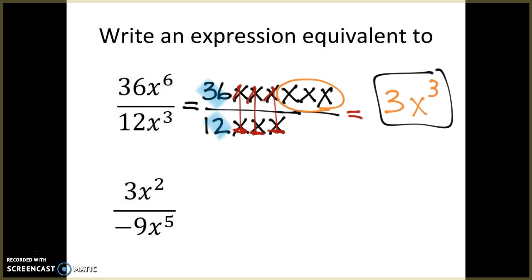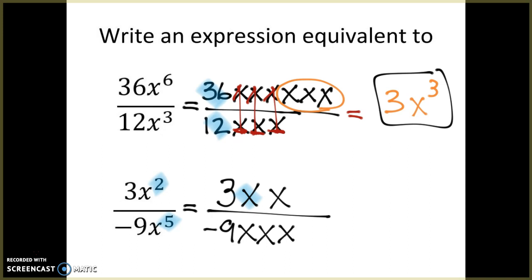So let's do another example before I have you try it on your own. So again, we're going to utilize the expanding it out. So I'm going to draw my little fraction bar. And then in my numerator, I'm going to rewrite 3. And then this squared tells me I have x times x. And then in my denominator, I have negative 9, x to the 5th power. So this x to the 5th power tells me that I'm going to have 5 x's.